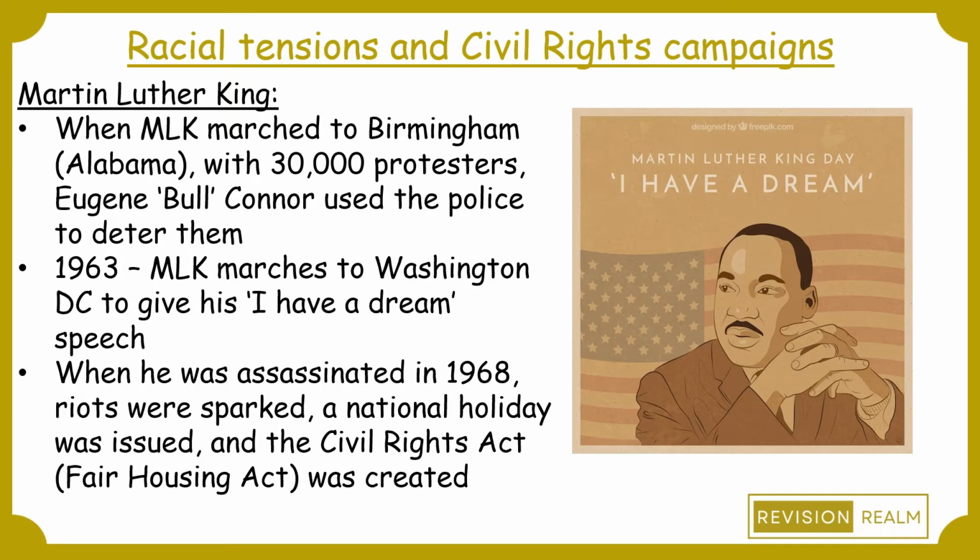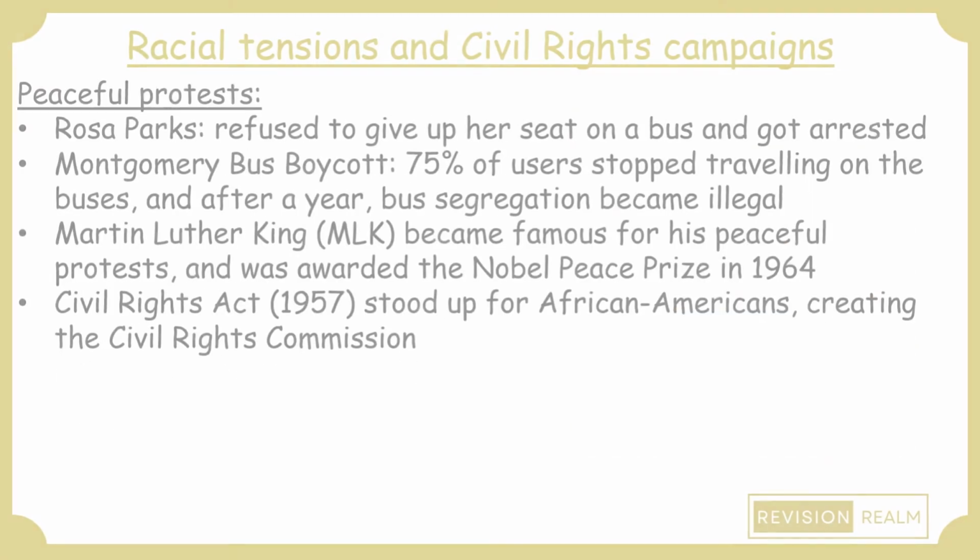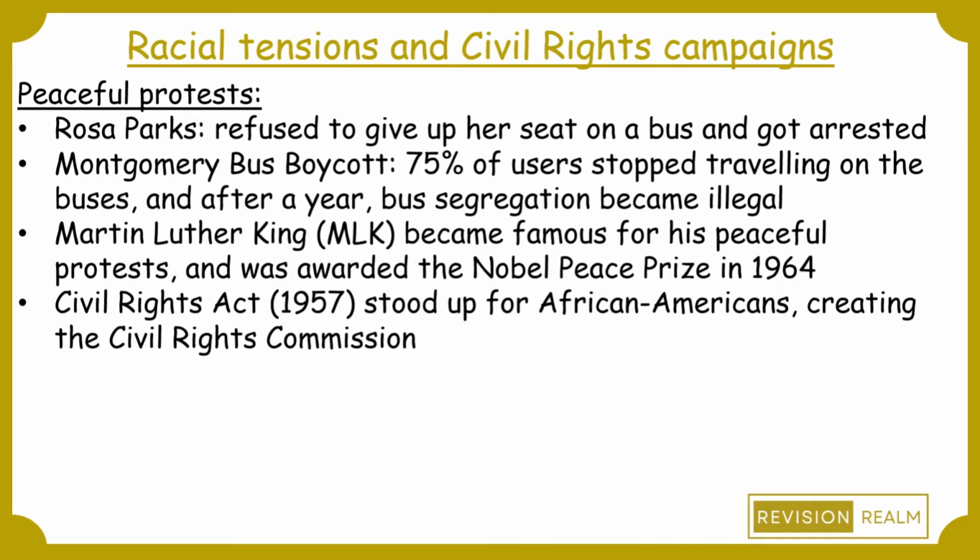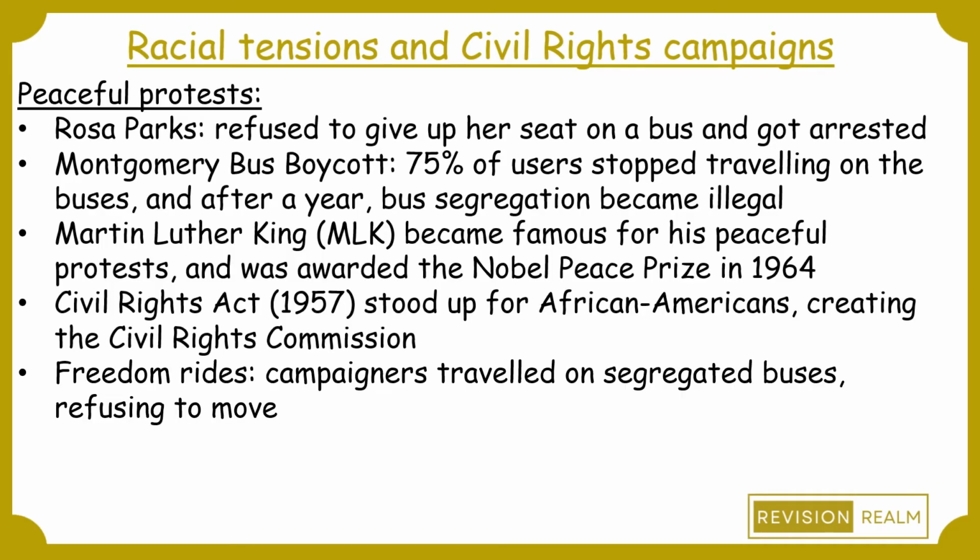The Civil Rights Act, also known as the Fair Housing Act, was passed the same year, banning discrimination in housing and making it a serious crime to injure, threaten or intimidate anyone because of race or religion. Jumping back a little to 1957, Eisenhower, the president at the time, passed a Civil Rights Act, removing restrictions from voting, making discrimination illegal, and creating the Civil Rights Commission to stand up for this act, although little was actually done in practice.